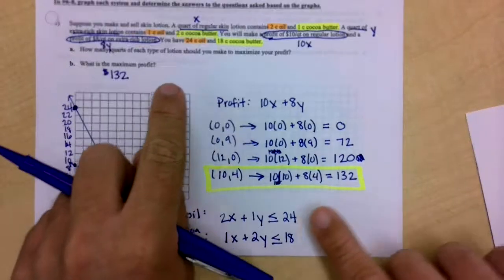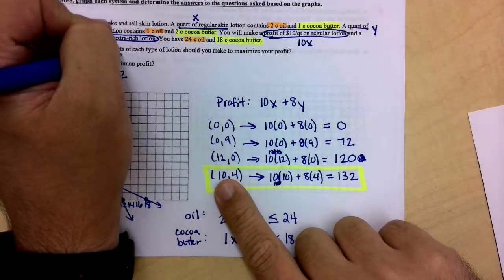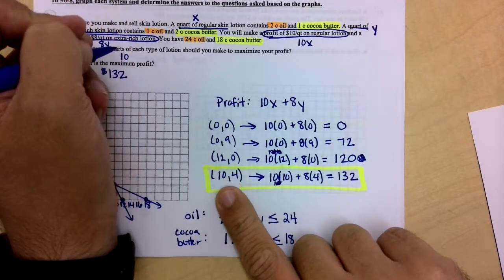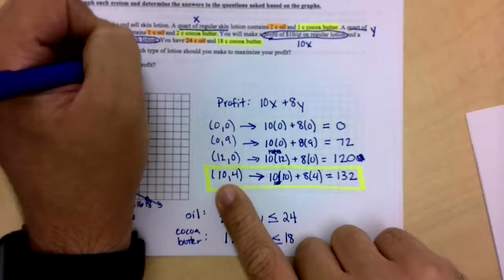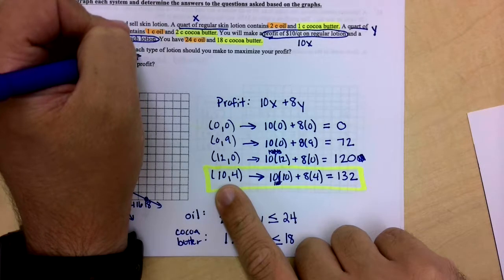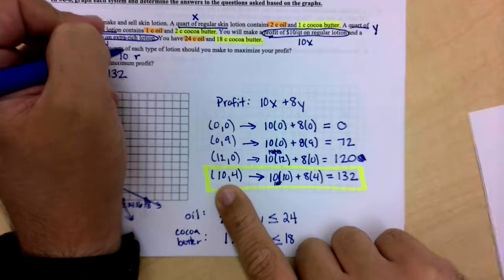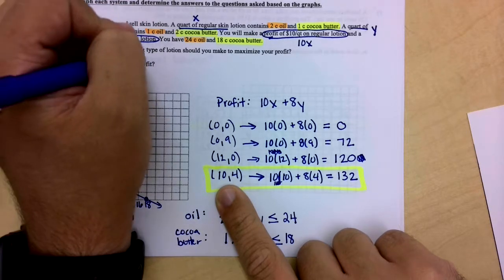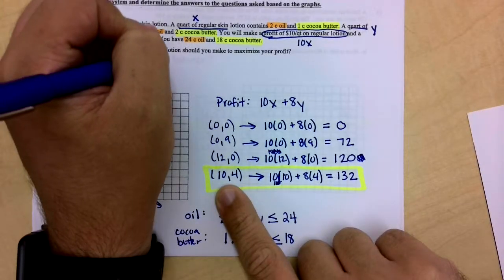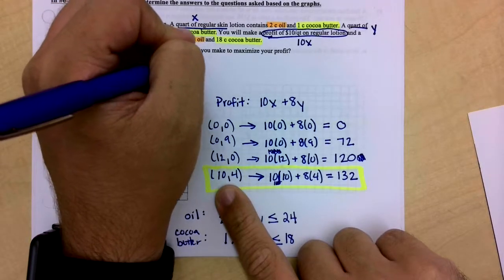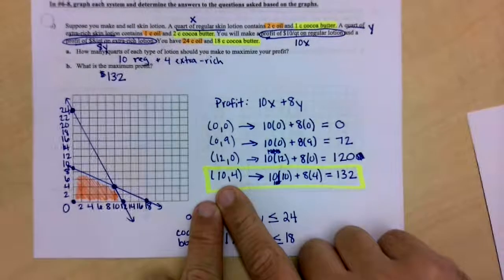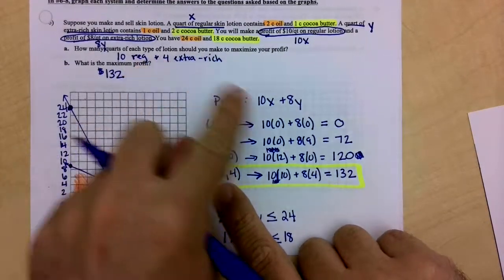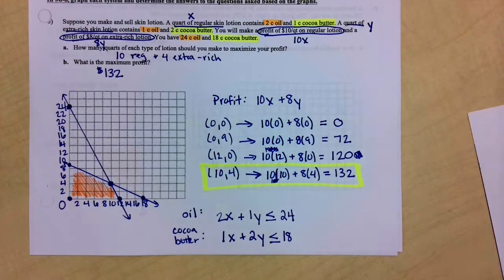How many quarts of each got us there? Well, 10 for x. So 10 for what we represented x as, which is the regular, and then 4 of the extra rich. Sorry for the slowness there and the confusion. I was looking at my answer key, which was wrong. So this is correct. We are good. That is how we do it with word problems. Let me know if you got questions.